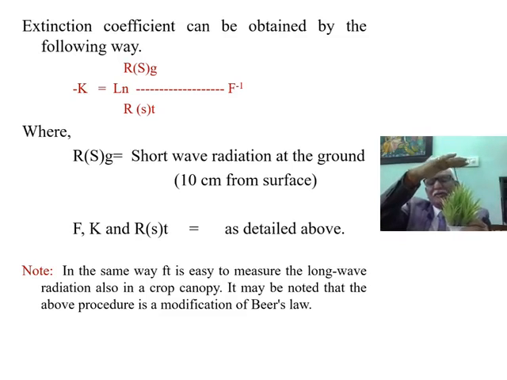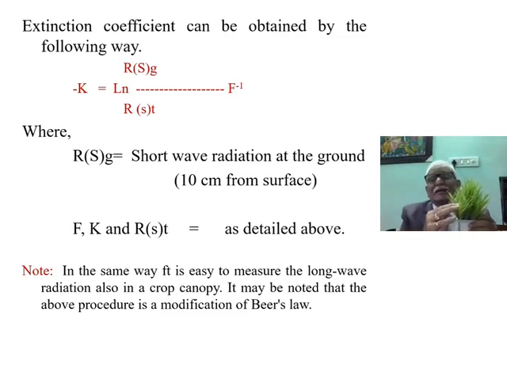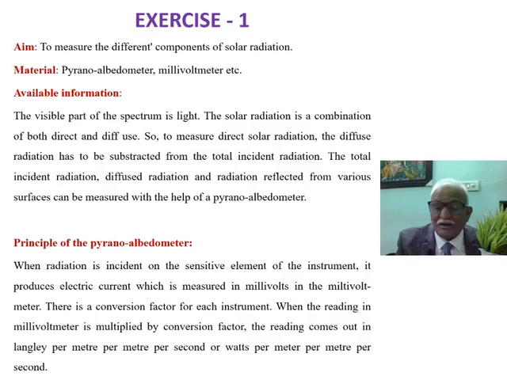RST is 1 meter above the crop. RSZ, you wanted to know at 50 centimeters from the top of the crop, how much is intercepted. Then you should take 10 centimeters from the ground, RSG, leaf area after leaf area. You will be calculating layer-wise, 10 centimeters, 15 centimeters, or anything you take depending upon the height of the crop.